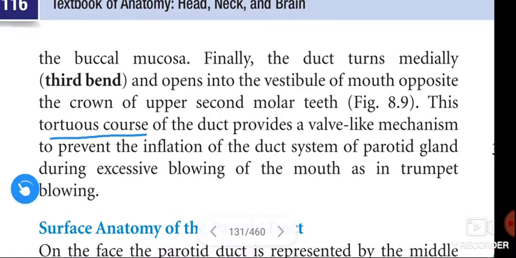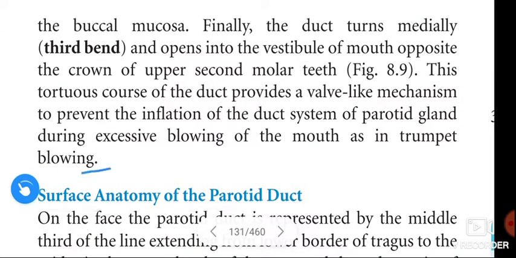This tortuous course of the duct provides a valve-like mechanism to prevent the inflammation of the duct system of the parotid gland during excessive blowing of the mouth, as in trumpet blowing.